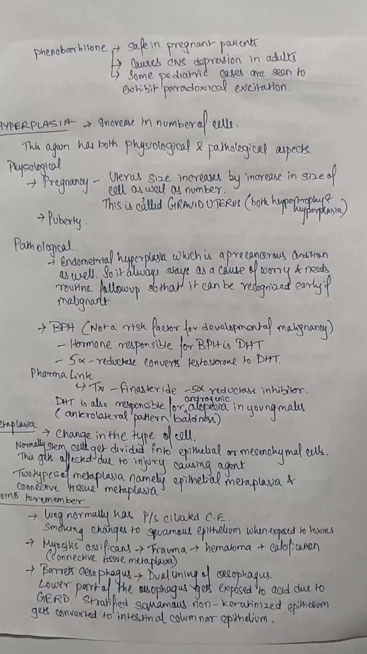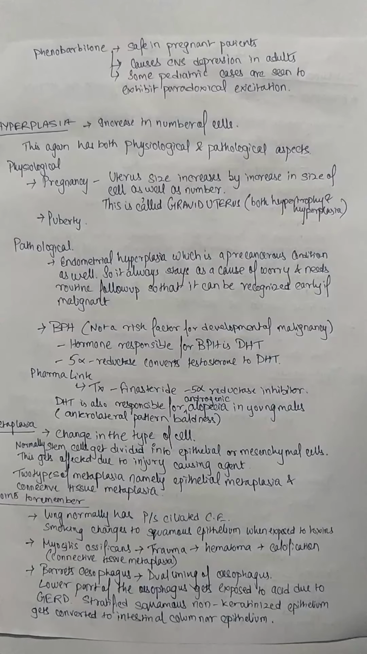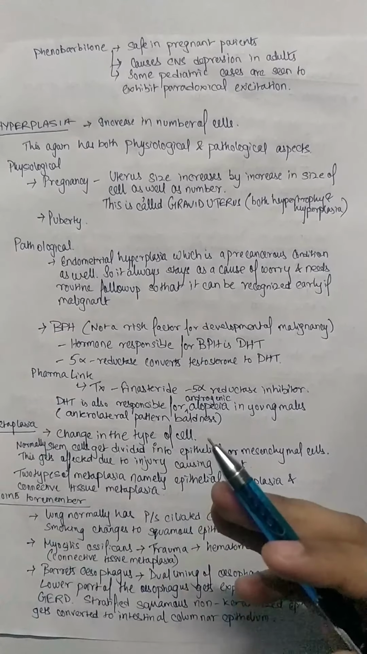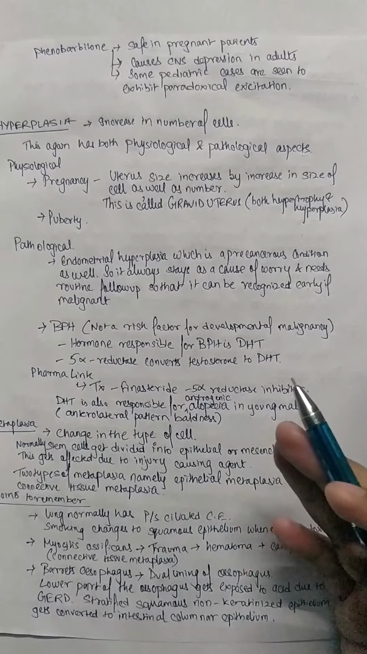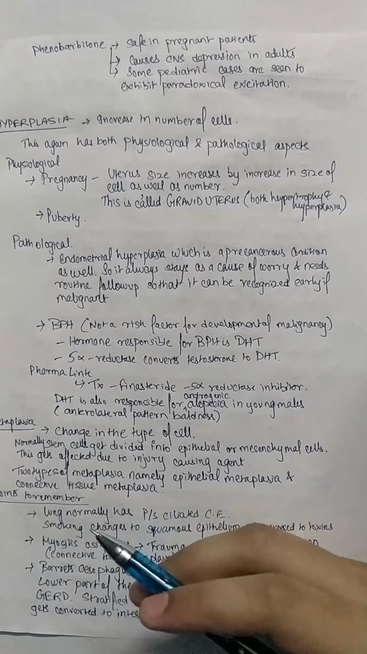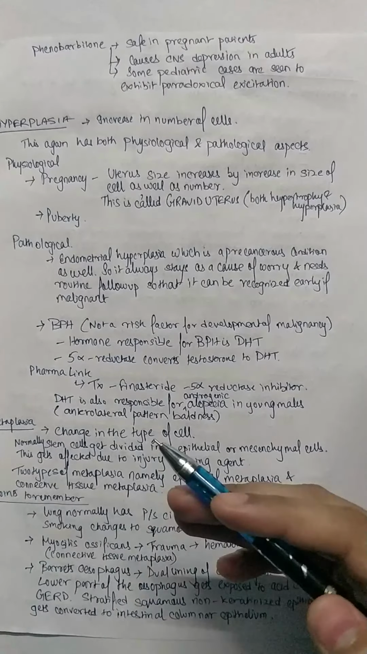There are normally stem cells present in our body and the stem cells get divided into epithelial or mesenchymal cells. So if this gets affected due to any injury or injury-causing agents, then we can see the formation of metaplasia. So there are two types of metaplasia, namely epithelial metaplasia and connective tissue metaplasia. Now you need to remember a few points regarding metaplasia which can come in the examination.